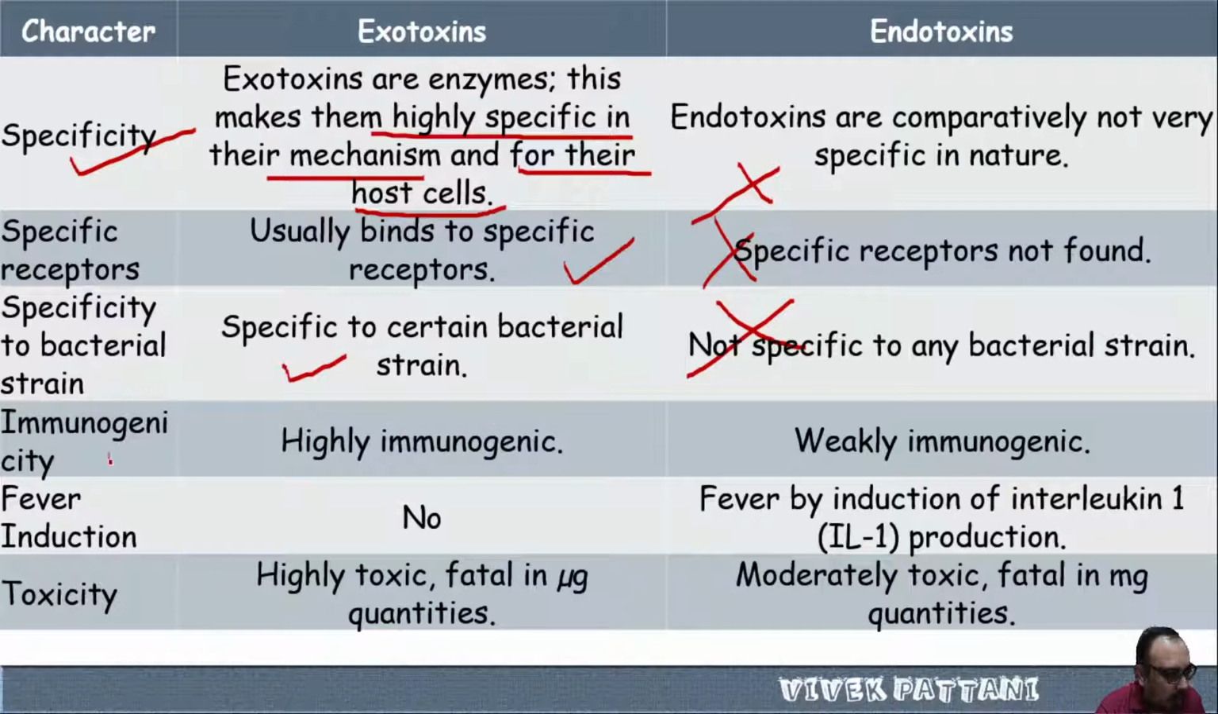Now comes the immunogenicity. Exotoxins are highly immunogenic. Even a low dose of these exotoxins can harm human beings. And endotoxins are weakly immunogenic. It requires a higher amount of dose.